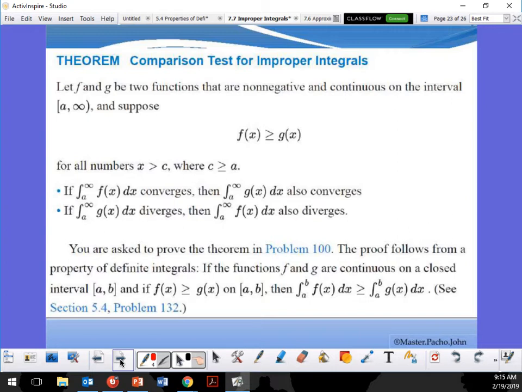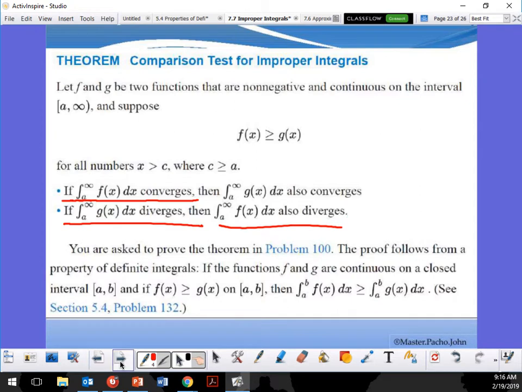What this means is, if the integral of f of x converges, so if the function that's greater converges, then the other one should also converge. If the greater one converges, the one that's less will also converge. Okay? If it diverges, then the other one should also diverge. The proof follows a property of definite integrals for a function continuous on the closed interval a to b.